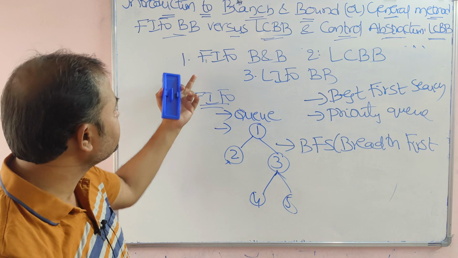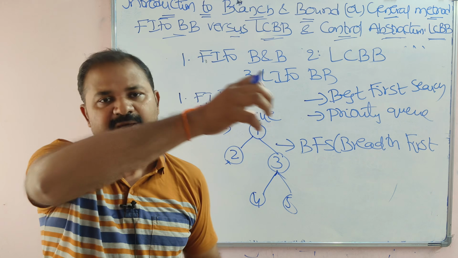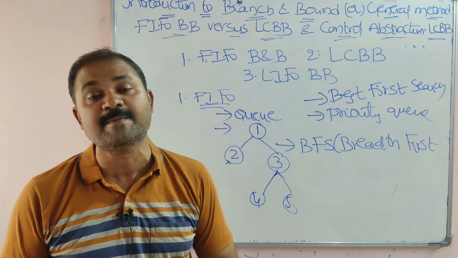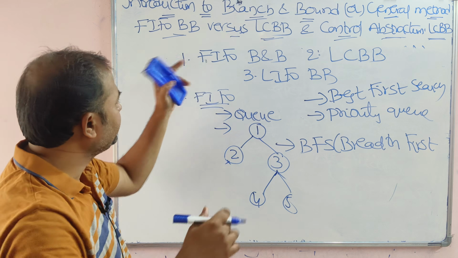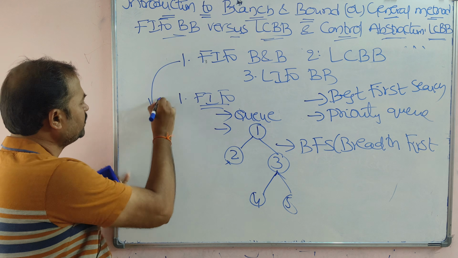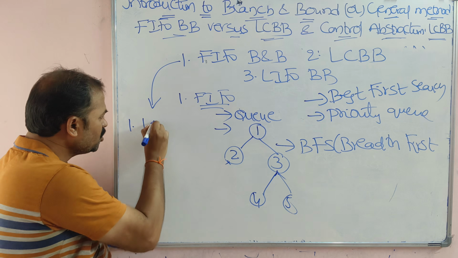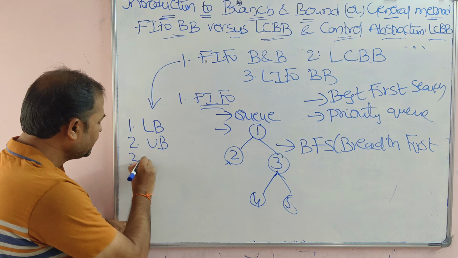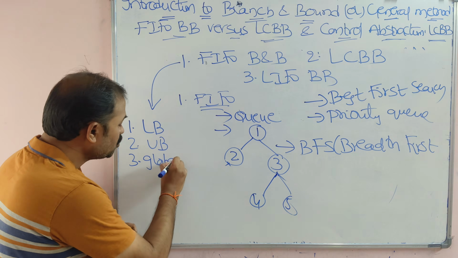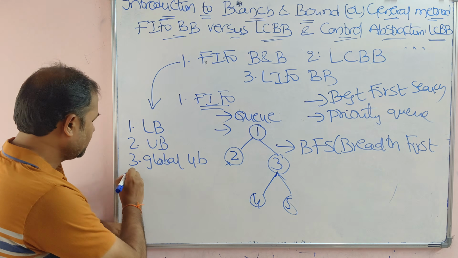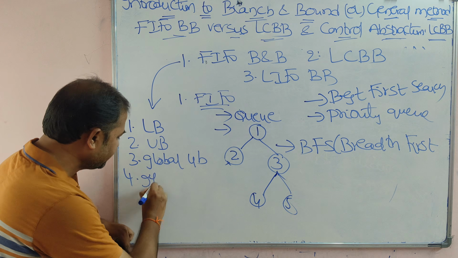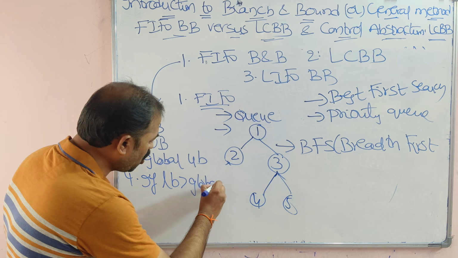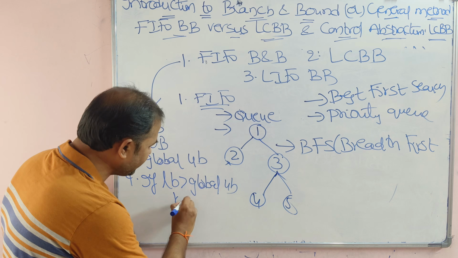Now let us discuss FIFO and LCBB based on lower bound and upper bound. Here in FIFO branch and bound, we have to calculate the lower bound as well as the upper bound, and we have to calculate the global upper bound also. And here we have a constraint: if the lower bound is greater than the global upper bound, then kill that node.